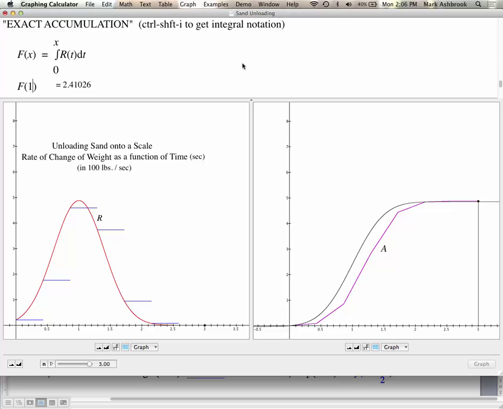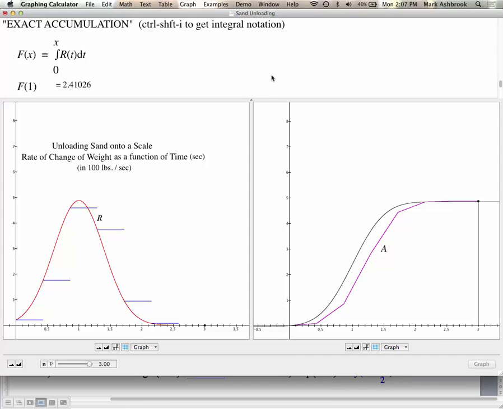Okay. What does it mean in context, though? Can you say it in context? Starting at 0 and then going to the value of 1, and 2.41. Okay, but we want to talk about time and sand and rate and all these things. So this would be the accumulation of the sand unloaded on the scale from the time of 0 to 1 second. Right. That was pretty good.